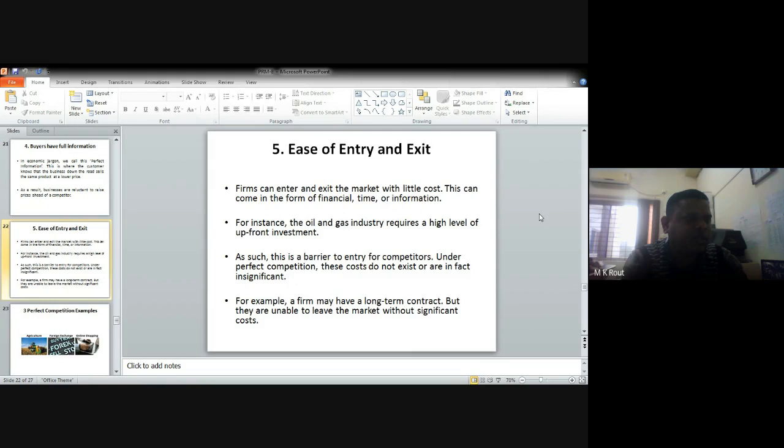The next important thing is that there is a barrier to entry for competitors. Especially with reference to the Indian market, Hindustan Petroleum, Bharat Petroleum, and Indian Oil have entered as valuable competitors. And the most important thing is that under perfect competition, these costs don't exist or are in fact insignificant. Depending upon the various types of taxes like GST and CGST, most companies are directly focused on competitive advantage, not on perfect competition.